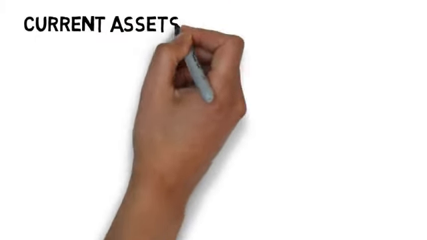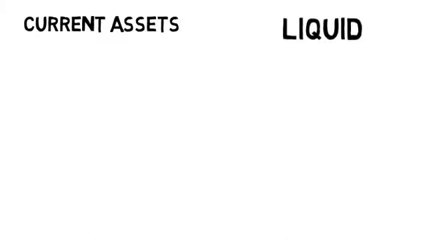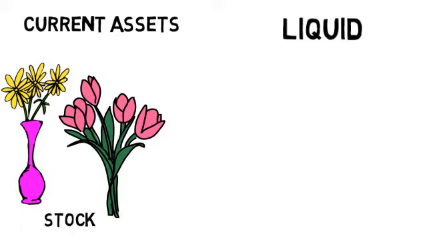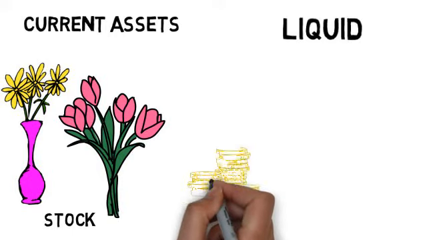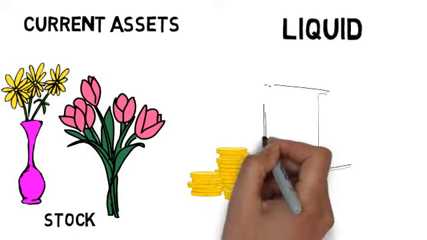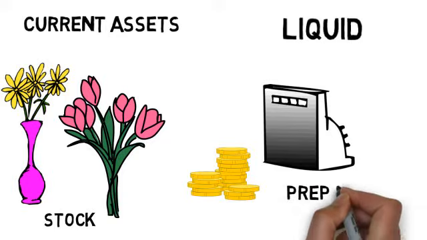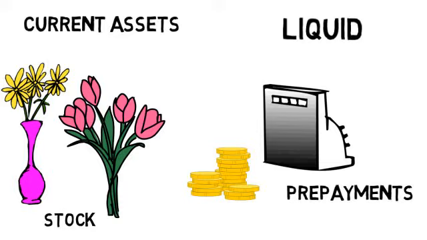These tend to be very liquid and easily converted into cash. Current assets include stock, the flowers, vases and bouquets in our florist shop for example, the money owed by customers, the cash in the till and any money in the bank. Any short-term investments and prepayments, rent on the shop for instance, are also recorded as current assets.